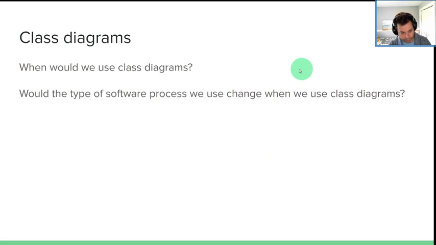So another question for you then. If we are using Agile instead of Waterfall, does that change class diagrams at all for us? Does that change the purpose or when we do it? I guess it's kind of an open question for you to think about.